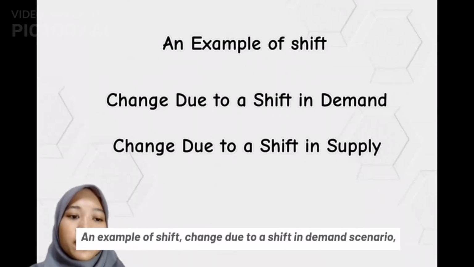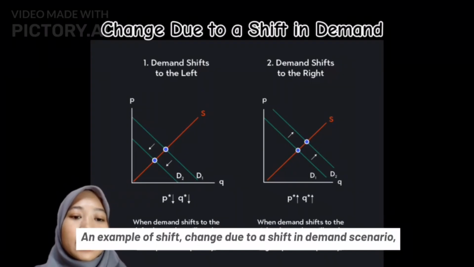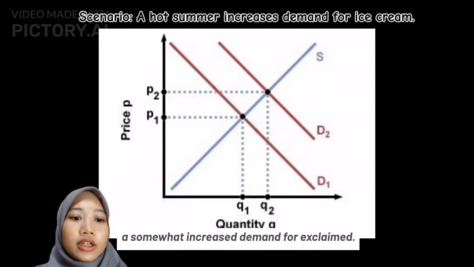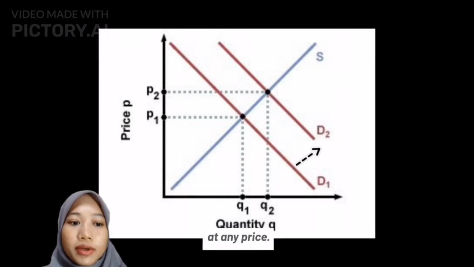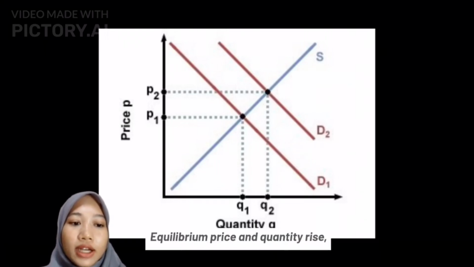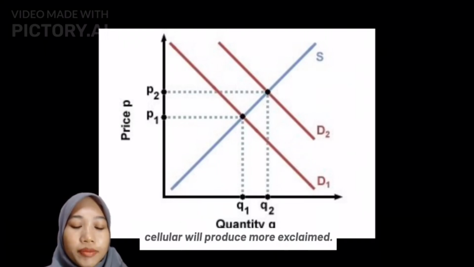An example of a change due to a shift in demand. A hot summer increases demand for ice cream, so the demand curve shifts to the right, which means higher demand at any price. Equilibrium price and quantity rise, and sellers will produce more ice cream.